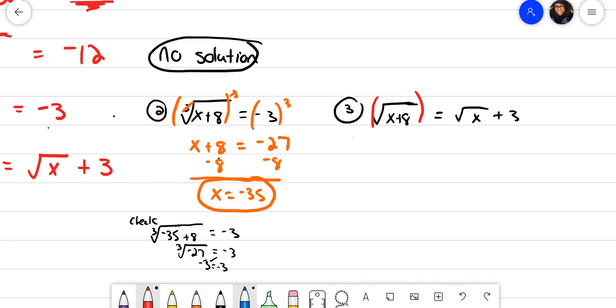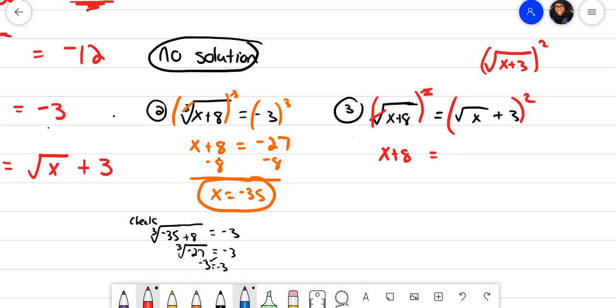We can't get rid of the value outside of the radical, so we're just going to have to go ahead and square it. When we square it, when we have a root and then the corresponding power, they just cancel out. So it's just x plus 8. And on this side, just understand the difference. This is not x plus 3 squared.